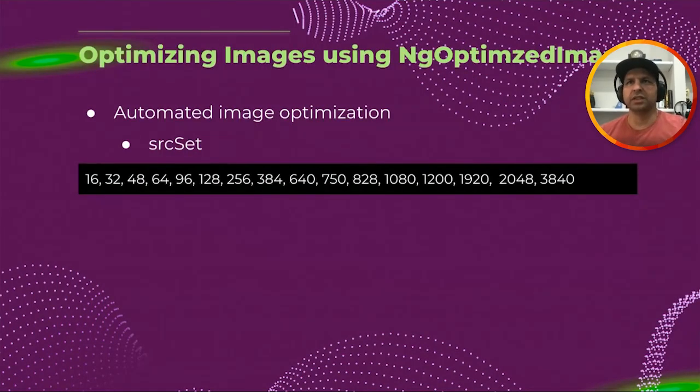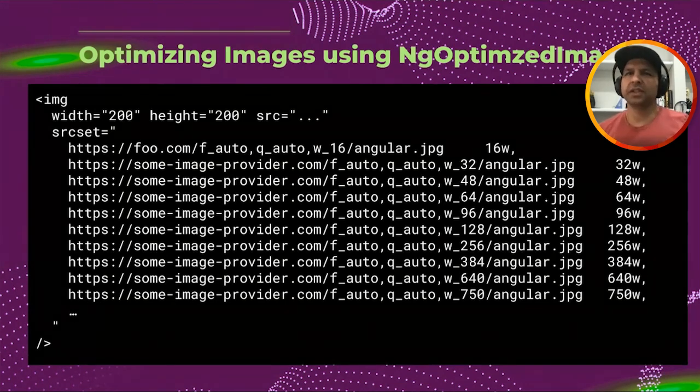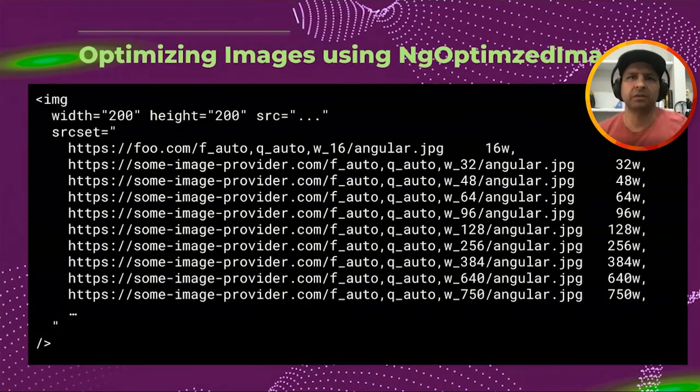So here's the source set list, if you're wondering. If you had to write this list manually for your image element, it would look something like this, and this isn't even the complete list yet. It really depends on the sizes you're supporting. And having the directive take care of all this for your images, I think it's a big time saver, right?